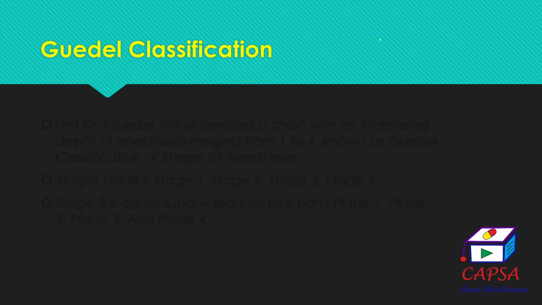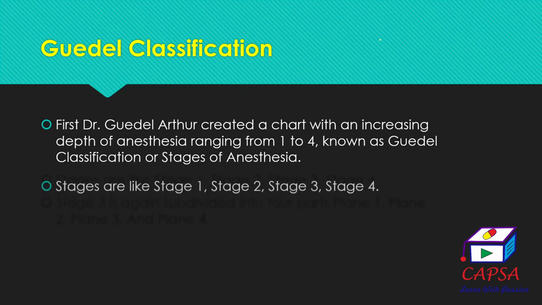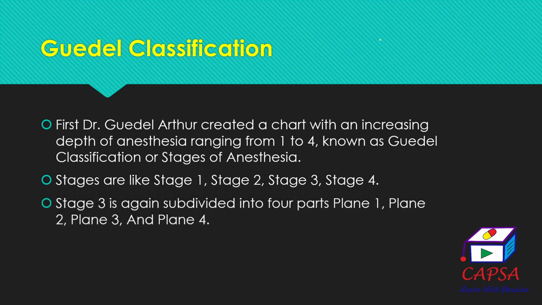Now, what is Guedel classification? First, Dr. Arthur Guedel created a chart with an increasing depth of anesthesia ranging from 1 to 4, which is known as Guedel classification or stages of anesthesia. Stages are like stage 1, stage 2, stage 3 and 4. And stage 3 is again subdivided into 4 parts like plane 1, plane 2, 3 and 4.